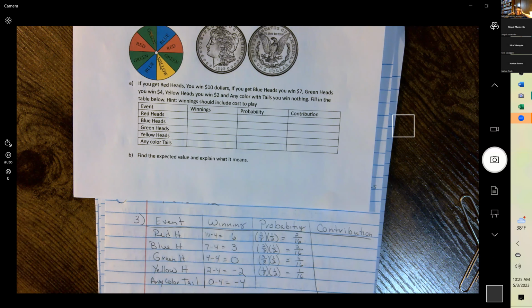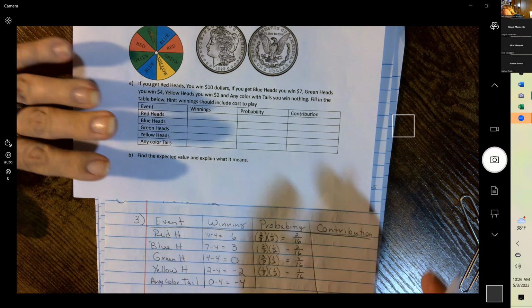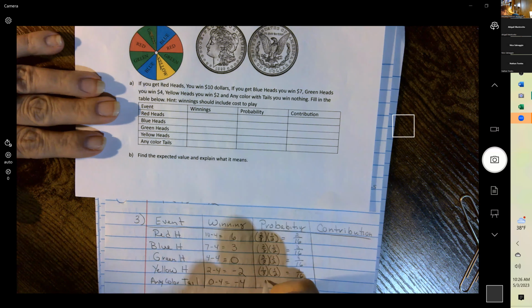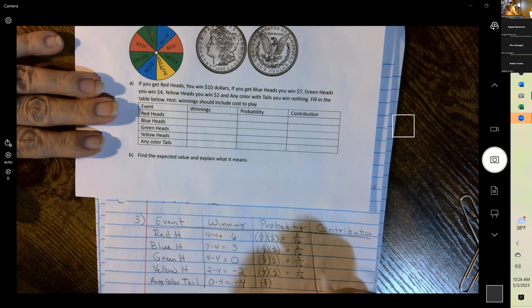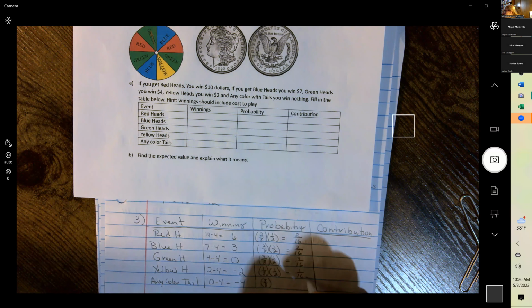How about the last one? When you spin the spinner, what's the probability that you can get any color you want? It doesn't matter. What's the probability? 8/8, right, or 1. You're definitely going to land on one of them. Well, unless they count a line, but 8/8 or just 1. I'm using 8/8 because I want to keep the same denominator.